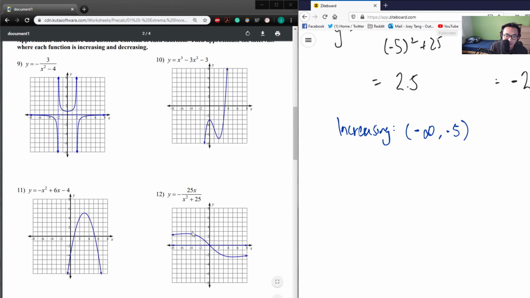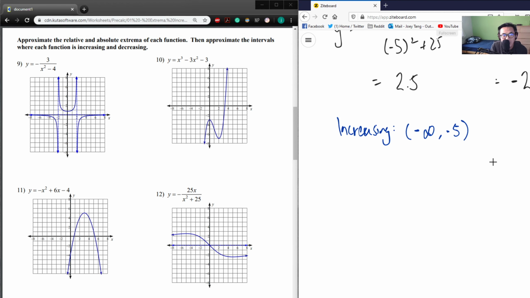Negative infinity to -5, and then it's going to decrease all the way here. And then at this point, this is, in this case, an absolute minimum. It's going to switch from a period of decrease to a period of increase, right? So from 5 towards positive infinity would be another period of increase. So I'm going to comma, this is 5 positive infinity.